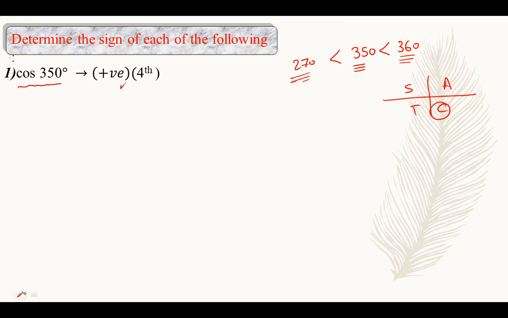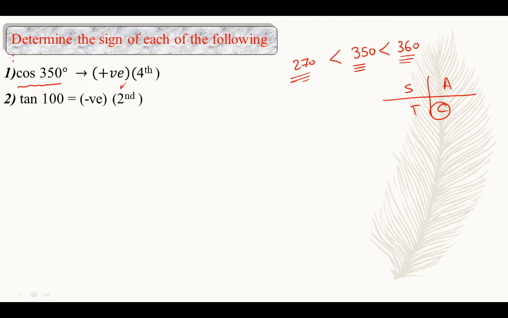Okay? Another example. Tan 100. 100 is bigger than 90 and smaller than 180. So the angle of measure 100 lies in the second quadrant. But in the second quadrant, sine theta and cosec theta are positive. So tan here is negative because it is in the second quadrant. Okay, so the answer will be negative. The sign of tan 100 is negative.